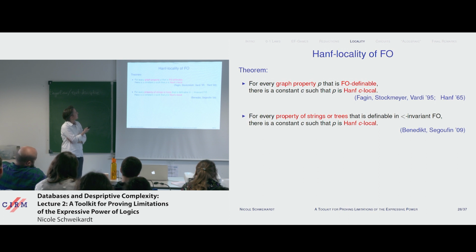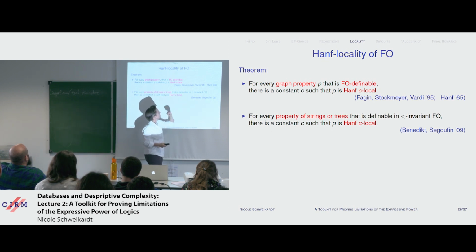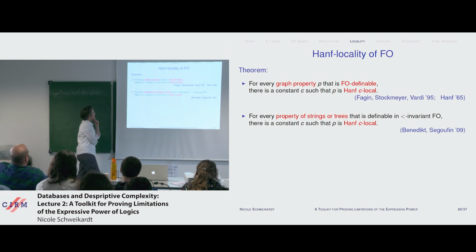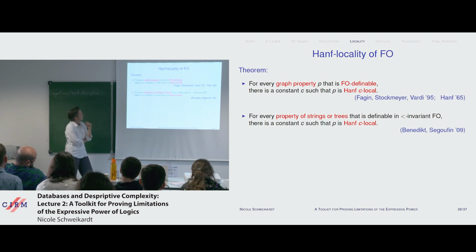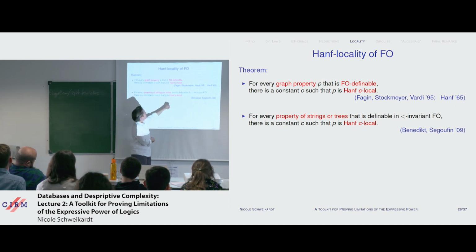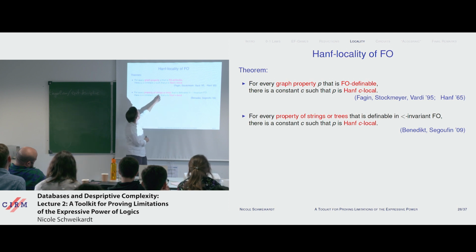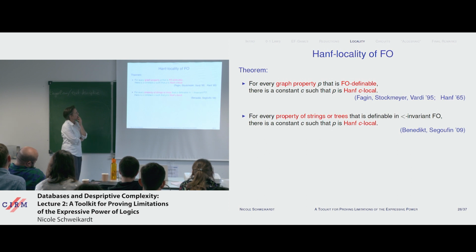And what else is known? Every property of strings or trees that is definable in order-invariant first order logic, for every such property, there is a constant c such that the property is Hanf c local. So for strings or trees, we have Hanf locality also for order-invariant first order logic. What would be nice to have is a Hanf locality for order-invariant first order logic on all graphs. We don't have that. So that's one of the open questions. And it's not an easy one.